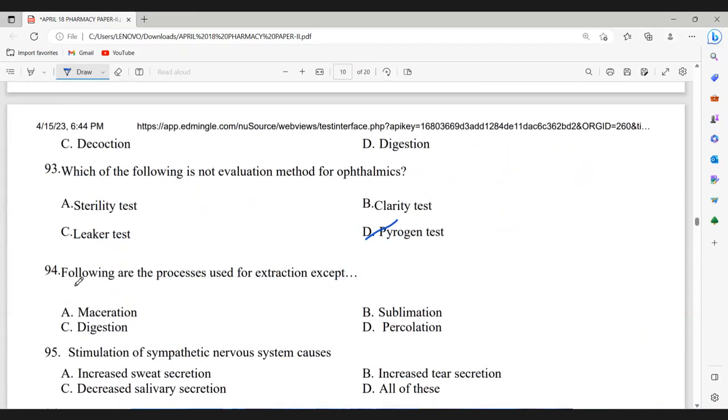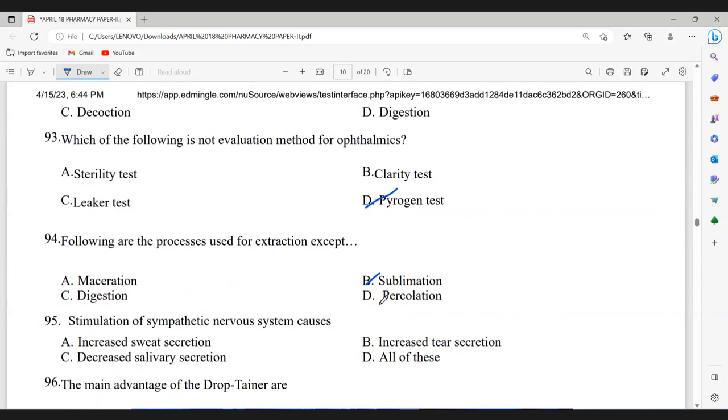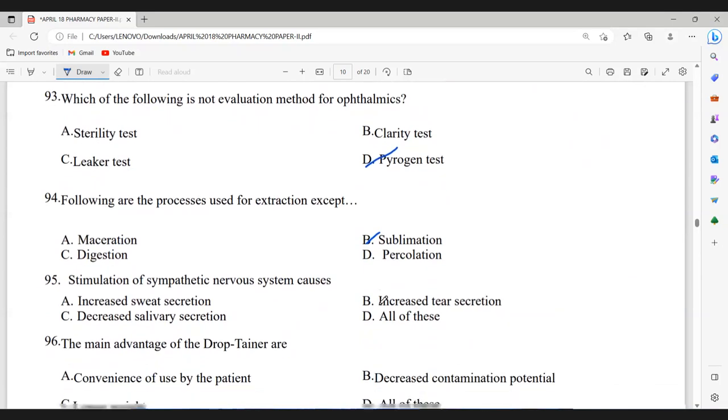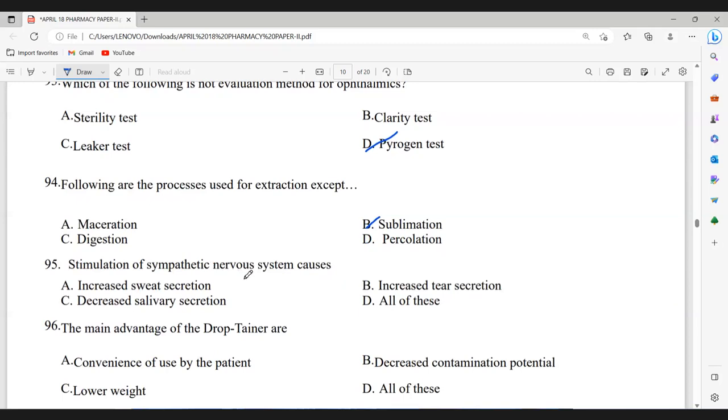Then 94, following are the processes used for extraction except sublimation. Option B is correct. Then 95, stimulation of the sympathetic nervous system causes all the above.